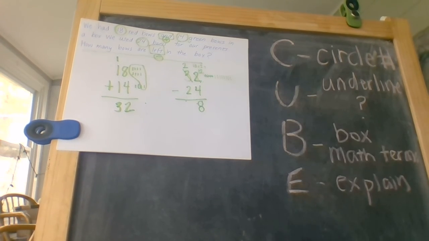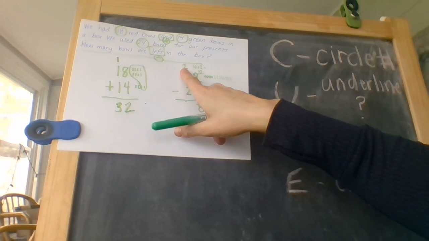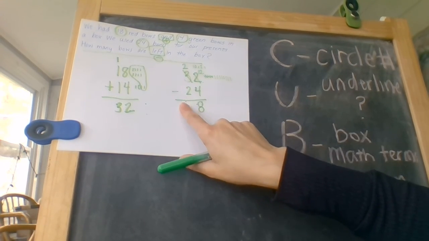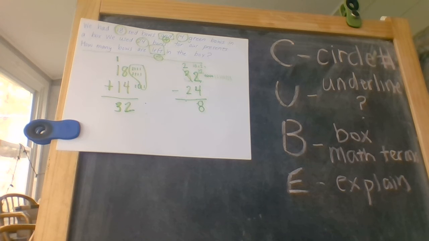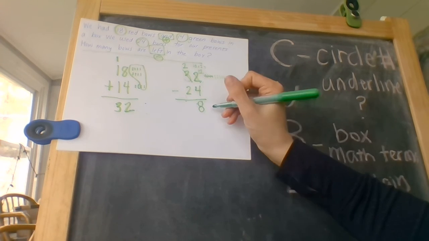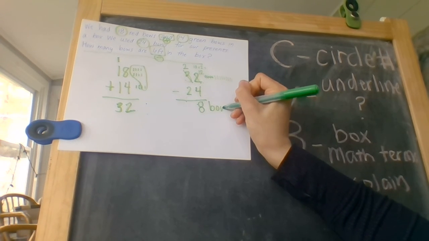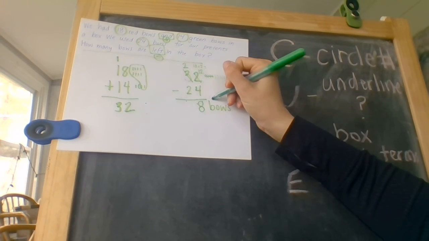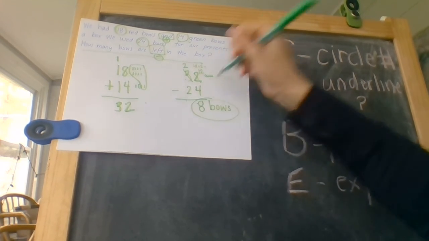And then I'm going to check and see if I need to subtract in my tens place. 2 take away 2 gives me a 0. So I have 8. 8 what? 8 bows. And I'm going to circle that because I'm done. 8 bows are left, and I'm going to double check.